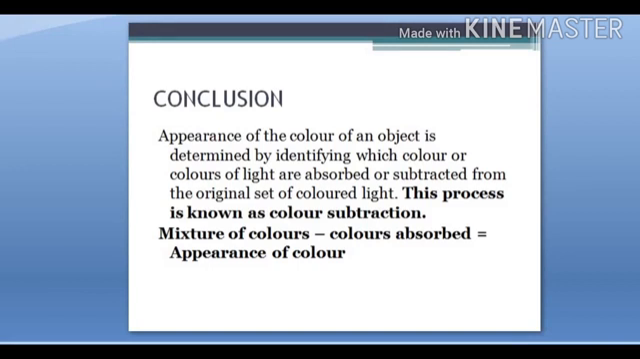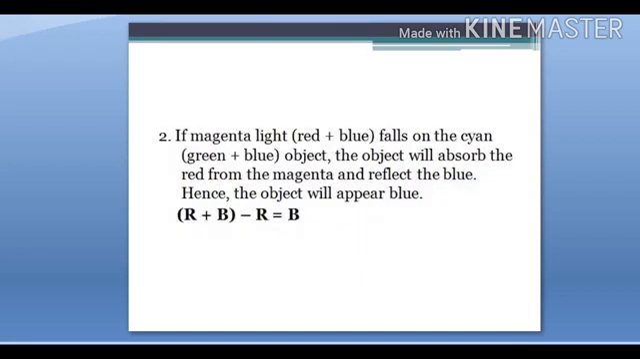Magenta, a combination of two colors, red and blue, is falling on the cyan object. Once it falls on the cyan object, red is getting absorbed, or you can say red is getting subtracted. If the red gets subtracted, which color remains? Blue. So the color will appear blue. This is what we mean by color subtraction, where a combination of colors is falling on the cyan object, red is getting subtracted, blue remains, and the color of the object appears blue. Okay, as you can see in this diagram.